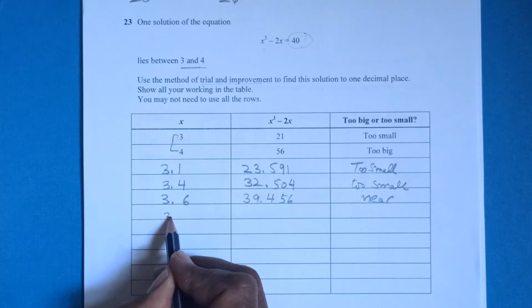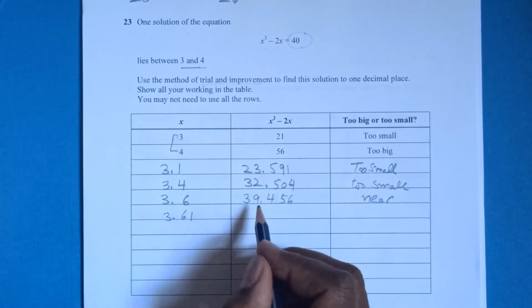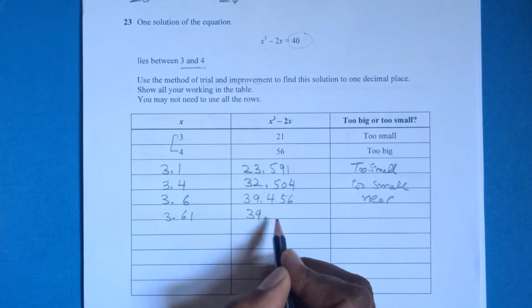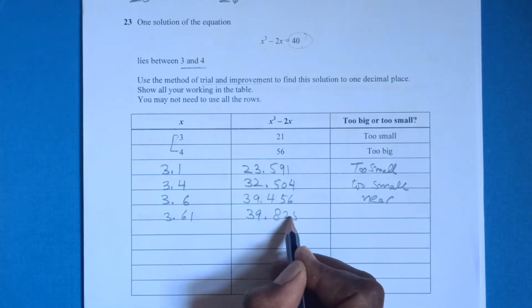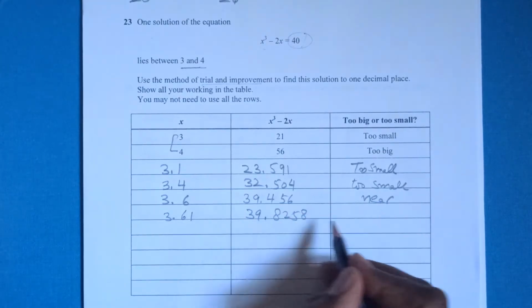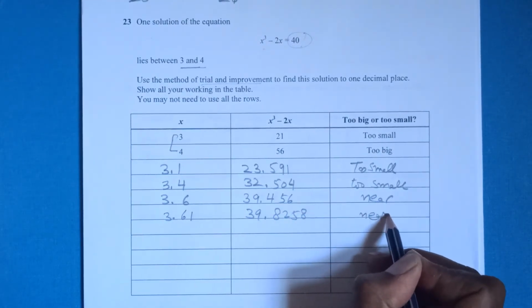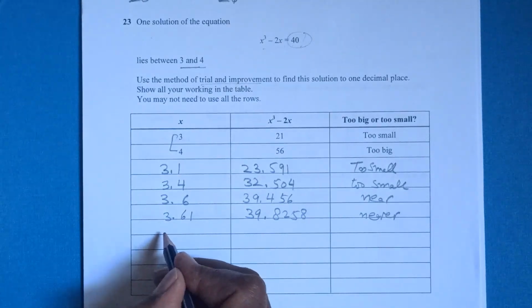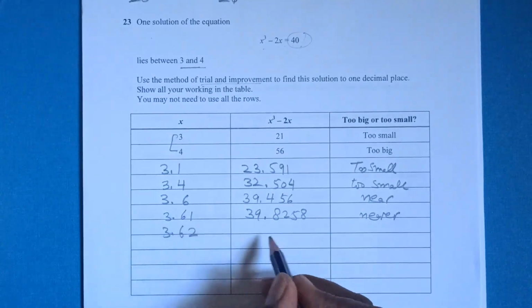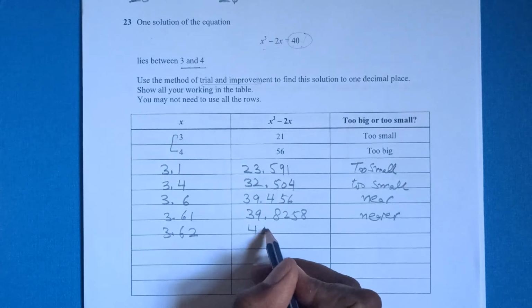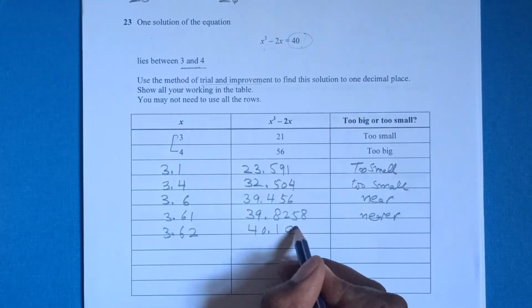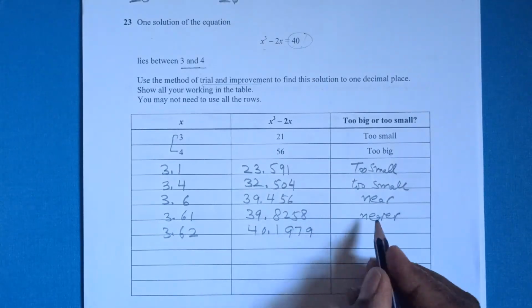Then let's say 3.61. When you calculate, this will be 39.8258. This is again nearer. Then 3.62 comes out to be 40.1979. This is also nearer.